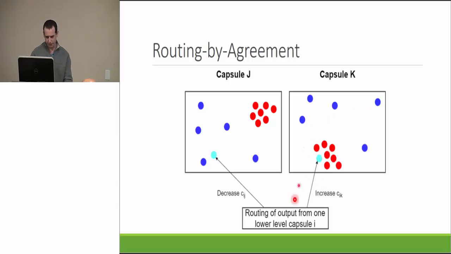So in this case, let's say capsule i represents a nose, and capsule K represents the face. Its prediction is in agreement with the other predictions of the other lower level capsules. So they all agree that capsule K, or the object represented by capsule K, exists. So it's going to send more of its information to capsule K.